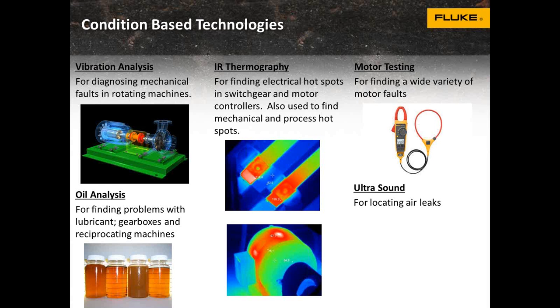Motor testing can be done to look for motor faults, ultrasound looking for air leaks, and then oil analysis is used to check the condition of the lubricant, but it can also be used to supplement a vibration program on gearboxes and reciprocating machines where vibration analysis may miss a couple things there. The oil analysis, by looking at the wear particles inside the oil, can help the vibration program. So those are a brief overview of some of the technologies available for condition-based maintenance.